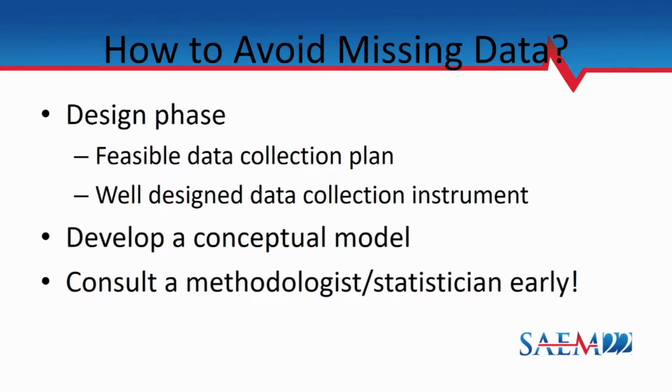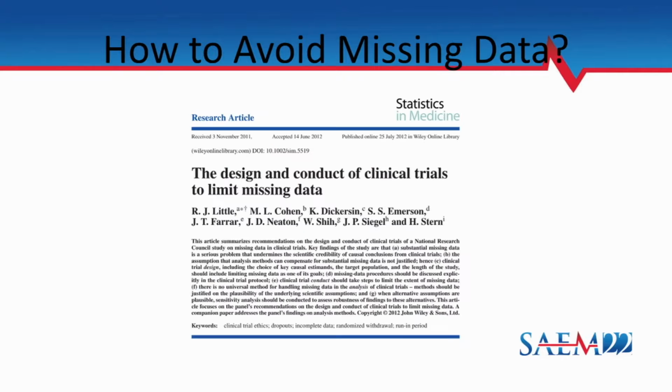As Joe said, again, the best way to avoid missing data is in the planning and design phase, involving a statistician early. You want to have a feasible data collection plan. You're not going to get Q1 hour troponins. You're probably not going to get Q15-minute vital sign checks. So make sure that you have the resources to collect the data the way that you want it collected. Having a good conceptual model as you design and implement your study is also critical, so that you can figure out what the most important data points are and focus your efforts on collecting that data. And obviously, consult a statistician early.